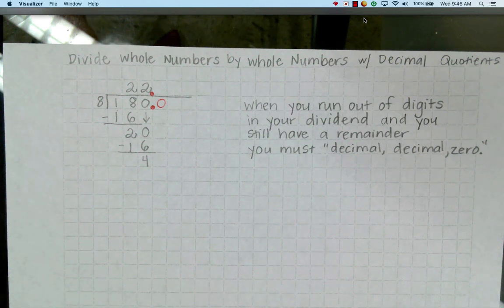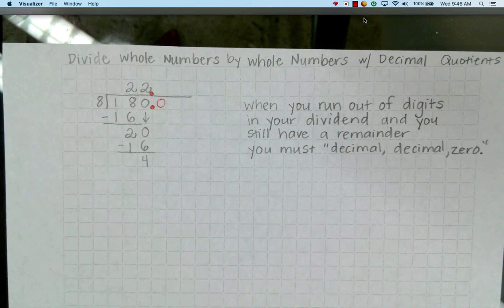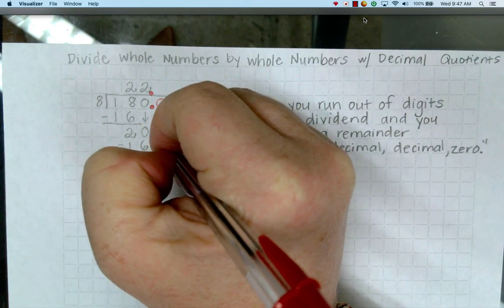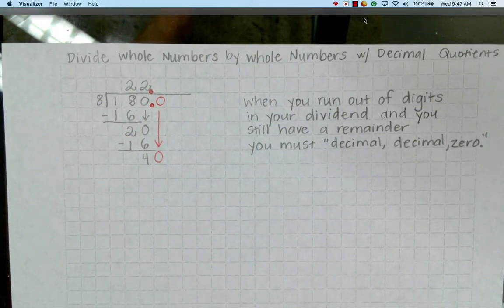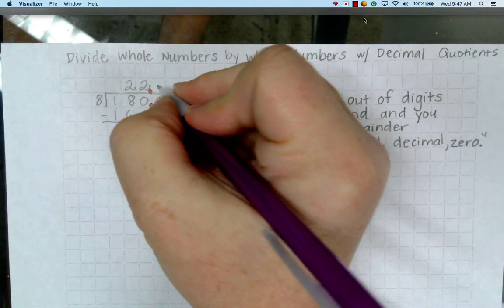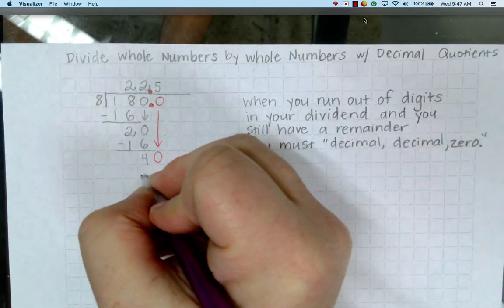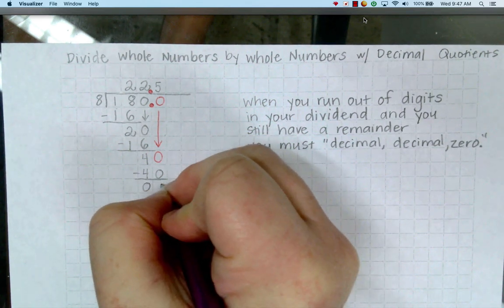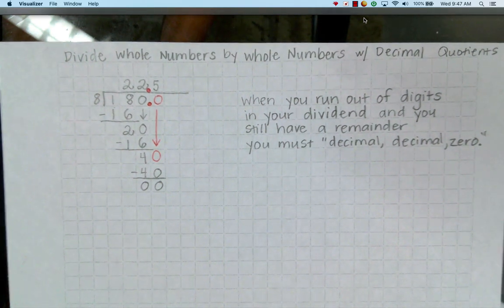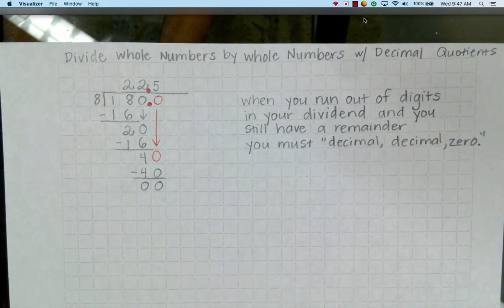So that's why we'll say this. I've done this in the past. You guys will know. Decimal, decimal, 0. When you run out of digits in your dividend and you still have a remainder, you must add decimal, decimal, 0. Okay? And then we're going to bring that 0 down. And then we continue. It's right as rain. Okay, how many times does 8 go into 40? 5 times. So 8 times 5 is 40. And then we have a remainder of 0. So we're good. Okay, so just note that. I'm going to highlight it.